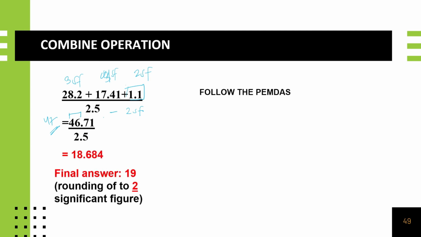The answer would be 19. Why 19? Significant figures natin, 2 lang po. Okay? 2 lang ang significant figures natin. Then this is 18. Since ito ay 6, round up tayo dito. That will be 19.